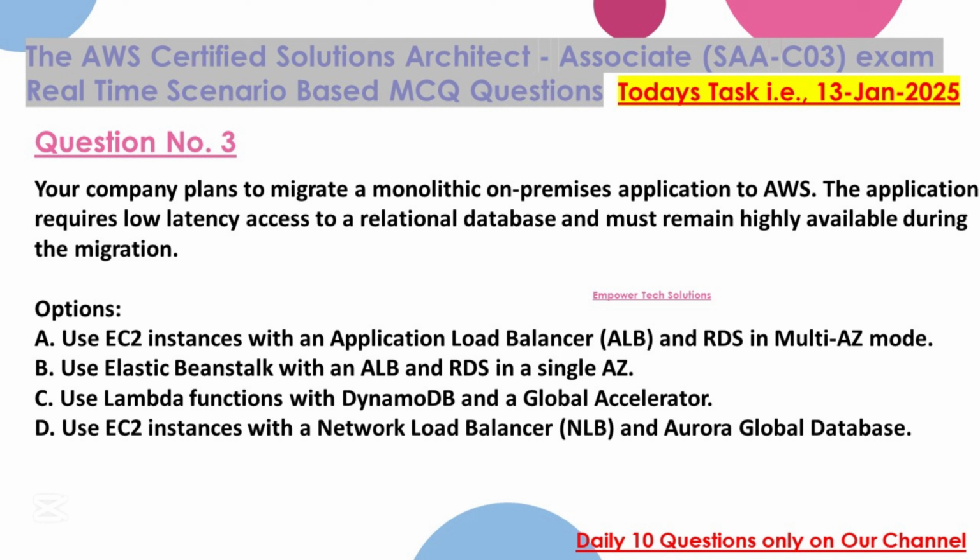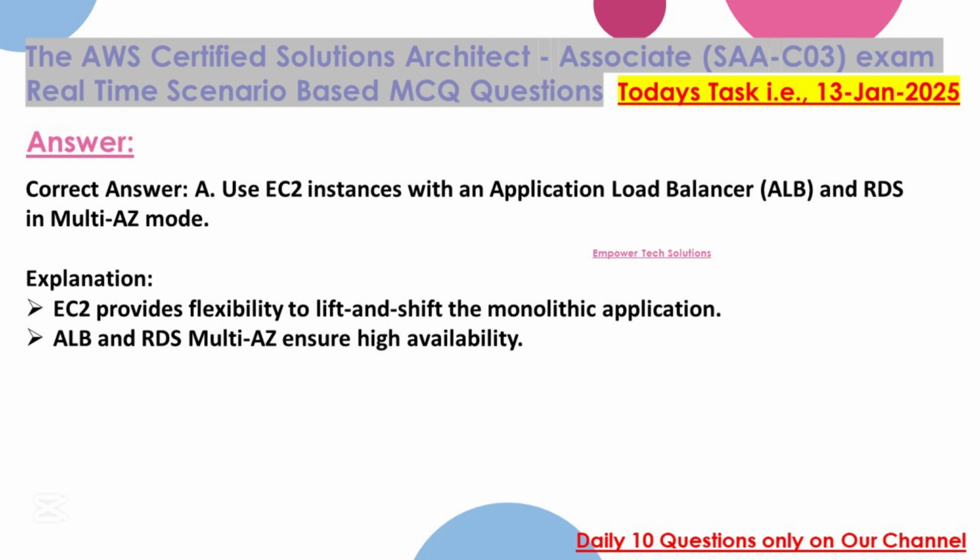C. Use Lambda functions with DynamoDB and a Global Accelerator. D. Use EC2 instances with a Network Load Balancer, NLB, and Aurora Global Database. Correct answer: A. Use EC2 instances with an Application Load Balancer, ALB, and RDS in Multi-AZ mode. Explanation: EC2 provides flexibility to lift and shift the monolithic application. ALB and RDS Multi-AZ ensure high availability.